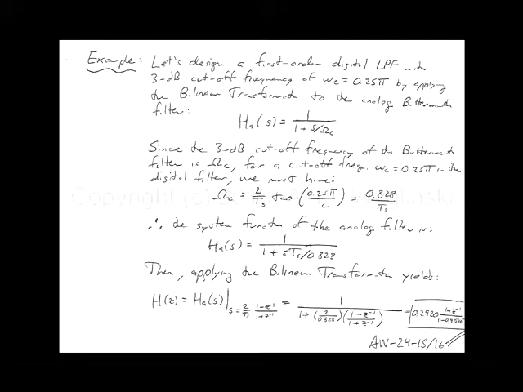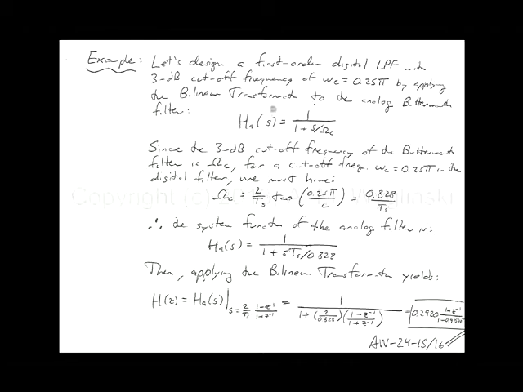Just because I like complicated math. So what happens is this is a great example. You're trying to design a first-order digital low-pass filter with a 3 dB cutoff frequency of omega C. Notice it's little omega, right? W, not the watt symbol. So omega C is equal to 0.25 pi.